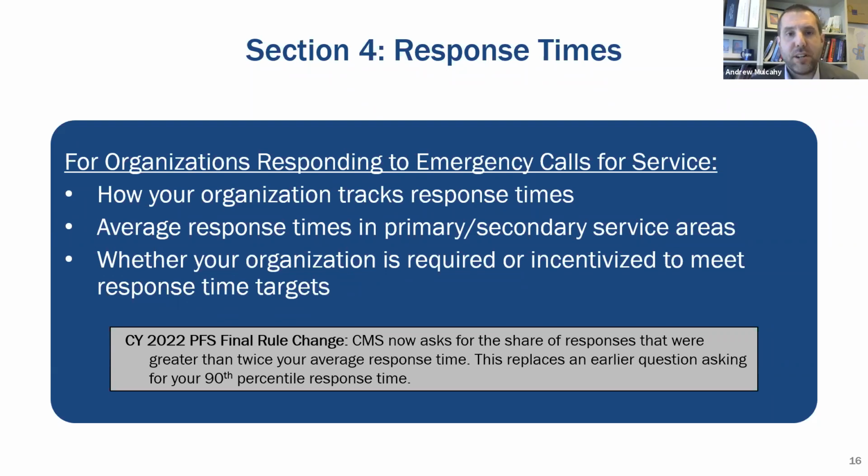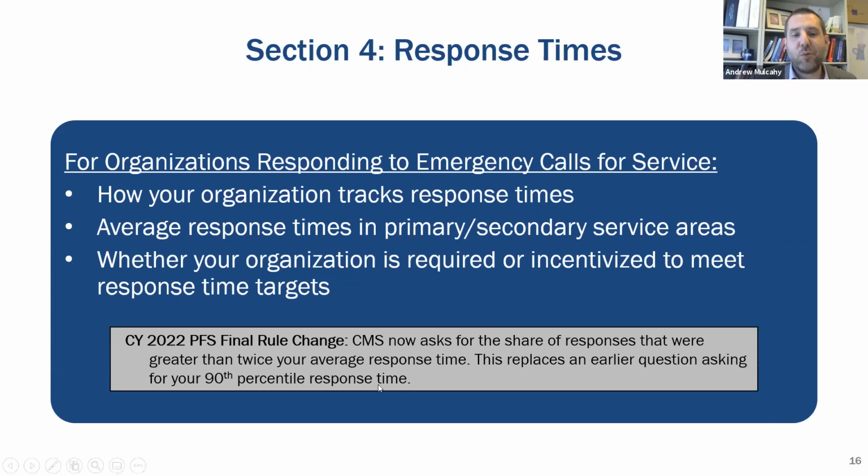Clarifying the definitions of primary and secondary service area was one of those changes. This is another one where, in prior versions of the instrument, there was a question asking organizations to report their 90th percentile response time. The notion there is CMS is curious about the real outlier response times. We know that many organizations shoot for a target here, and that often the majority of responses meet that target. There are some, though, that for various reasons are maybe much longer.